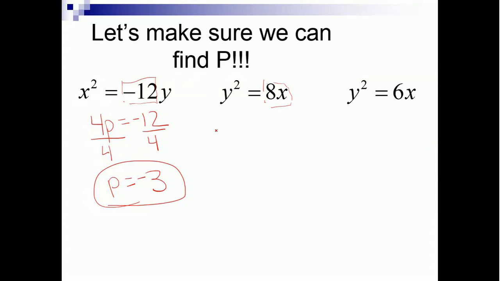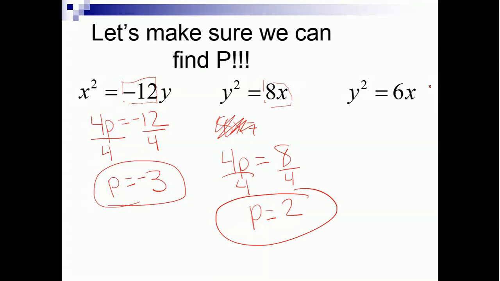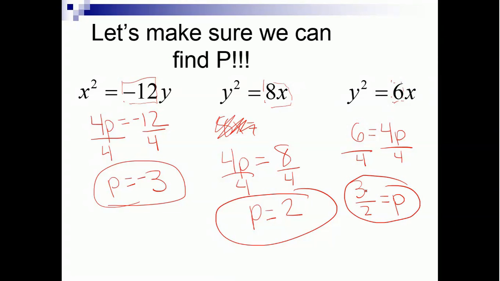So I'm going to take this piece right here, not the x. 4p, and I'm going to set it equal to 8. So divide by 4, and I get my p is 2. Same thing here. Let's take the 6 and set that equal to 4p. So I'm going to divide by 4, and I'll get 3 over 2 equals p. So it's not hard to find the p, it's just keeping that in mind.